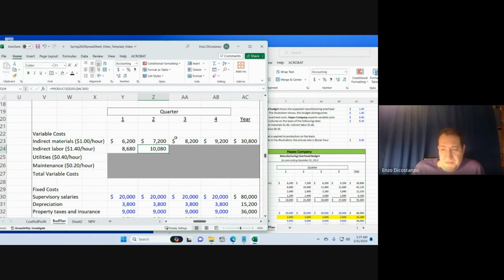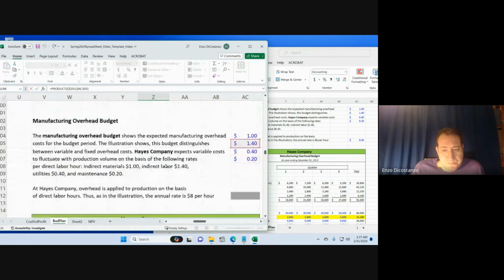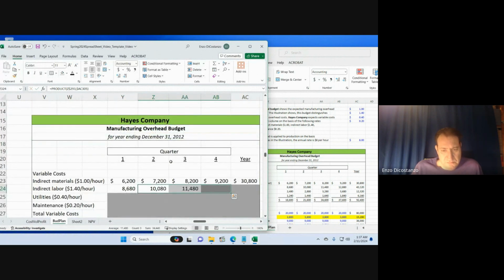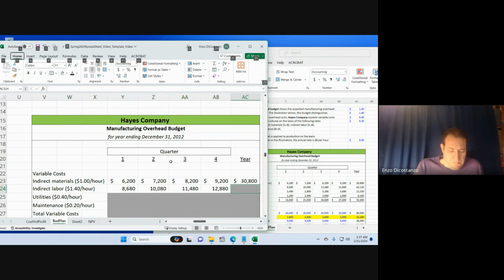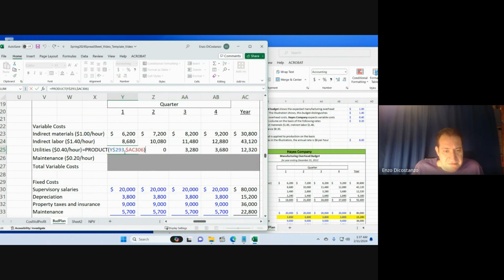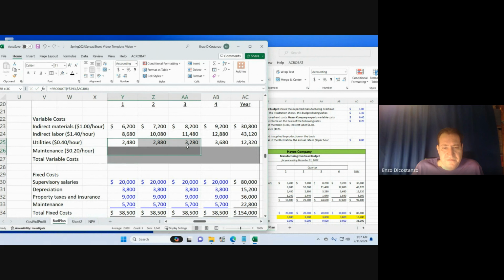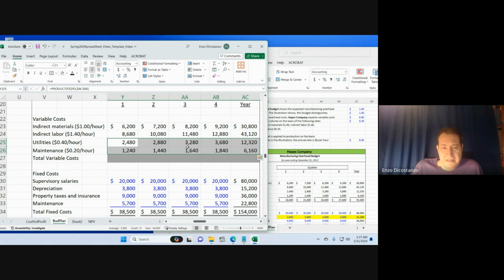This will be Control R. This will be the next one, 10,800. 72. You can go down with that whole row and column. Utilities, same thing, the 40 cents, and then times the direct labor hours, and then do the last one here for maintenance. Whoops, undo, Control D, that's it. And these are Control U.